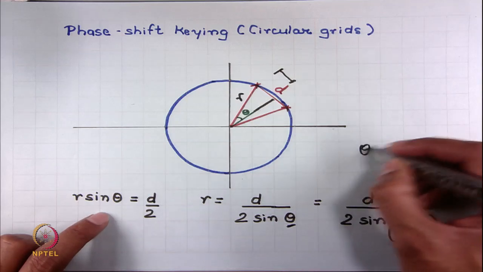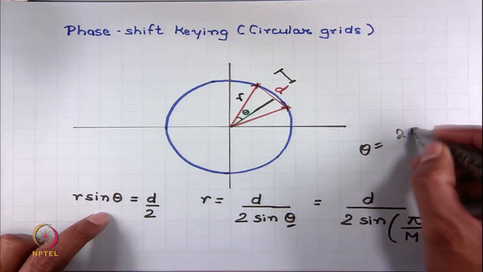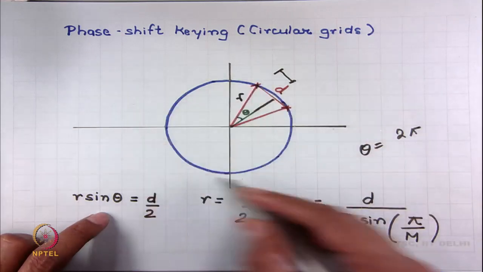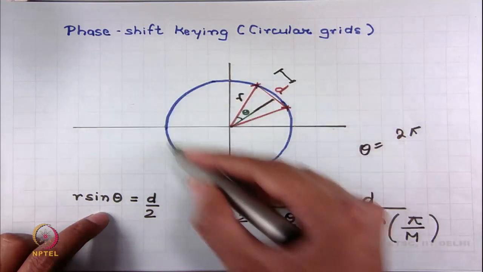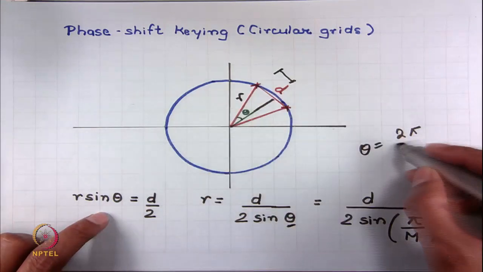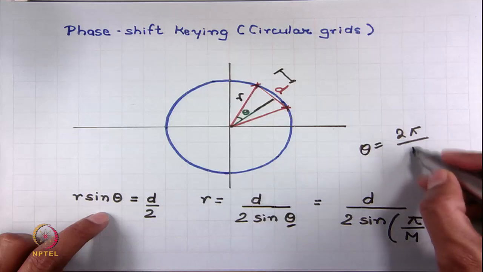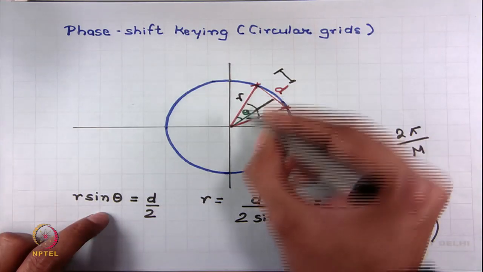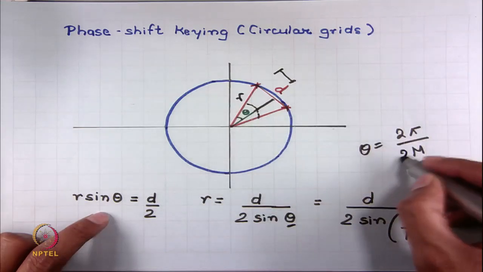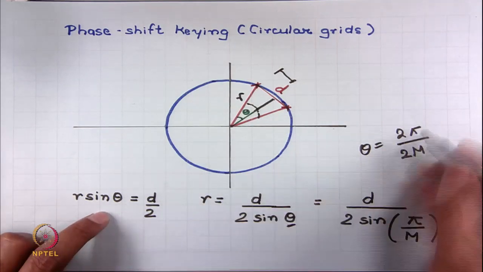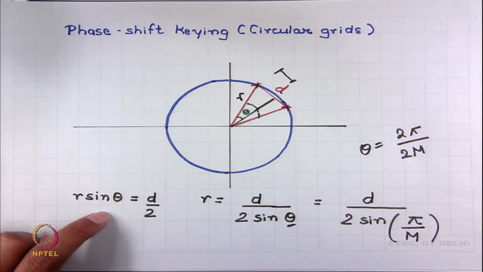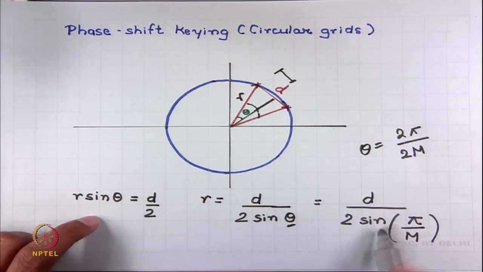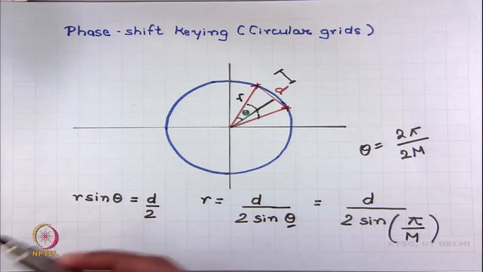Theta is nothing but 2 pi. So, the total phase is 2 pi divided by the number of symbols M. So, that will give me this angle, and theta is half of this. So, we divide it by 2, we get theta as pi by M, where M is the number of symbols. Okay. So, we get the radius as d by 2 sin pi by M, simple.